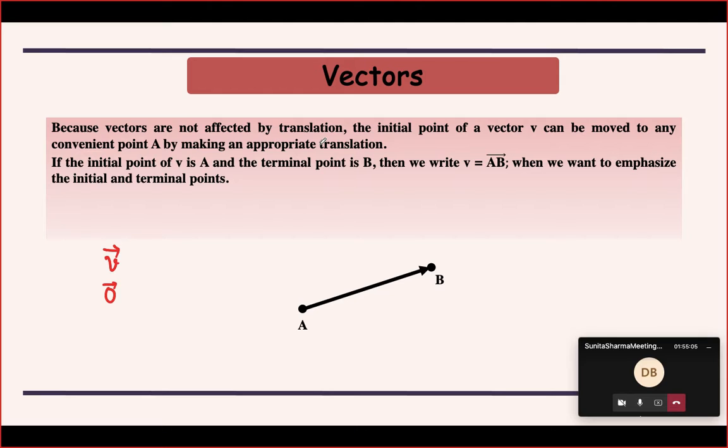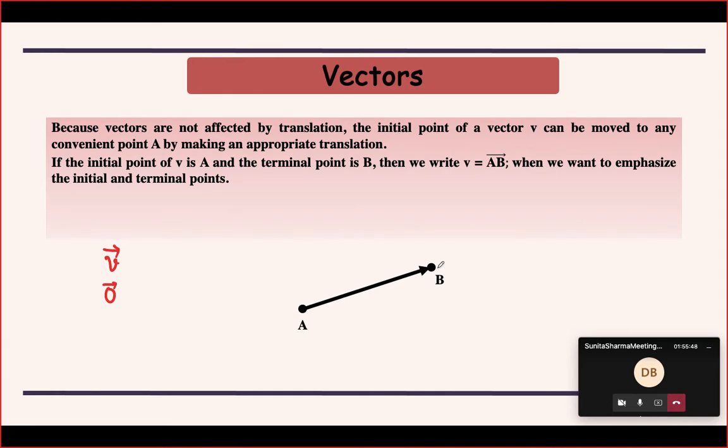Because we are not having different vectors. I mean, if we just translate one vector to another place, we get another equal vector to it. So the initial point can be moved to any convenient position by making an appropriate translation. If you want to study a vector somewhere else, just shift the initial point to that position and you get the same vector translated there. So the translation is not going to affect the vector, because you are just lifting the initial point to somewhere else, and direction remains the same, magnitude remains the same.